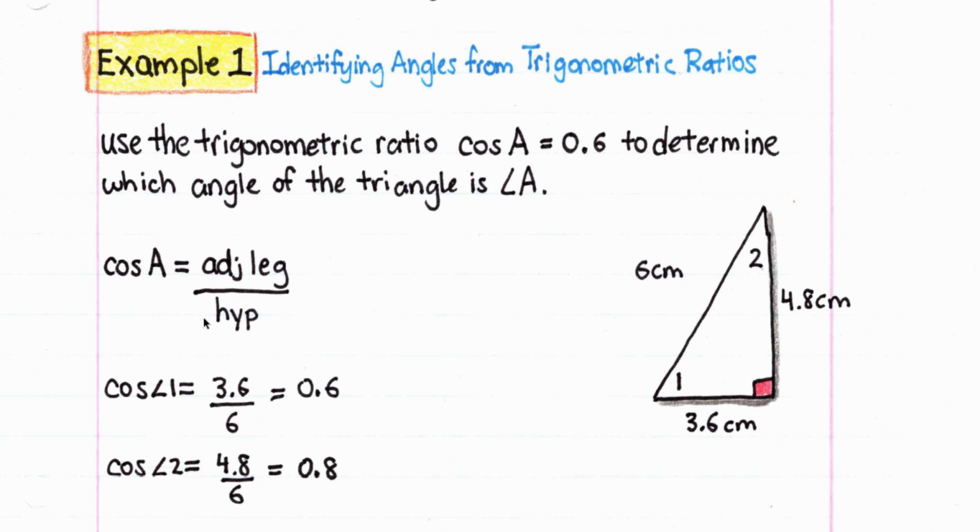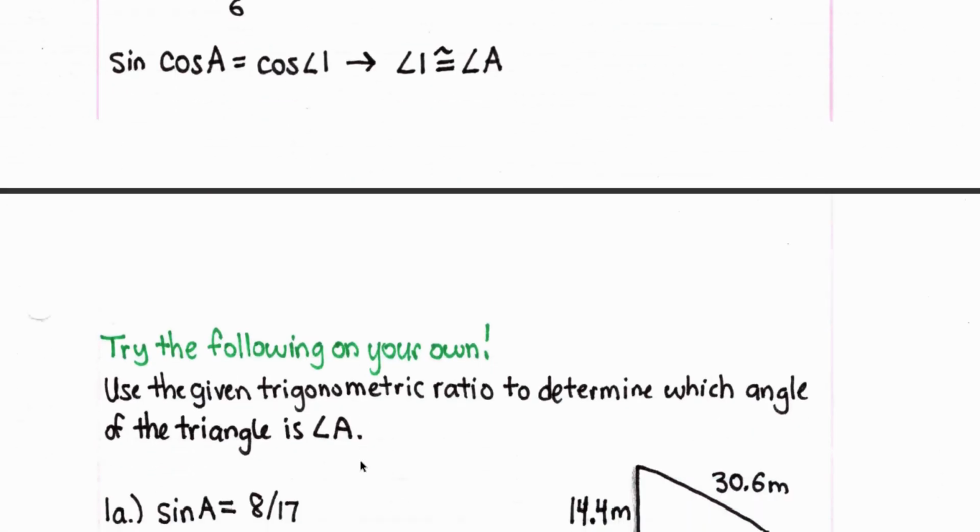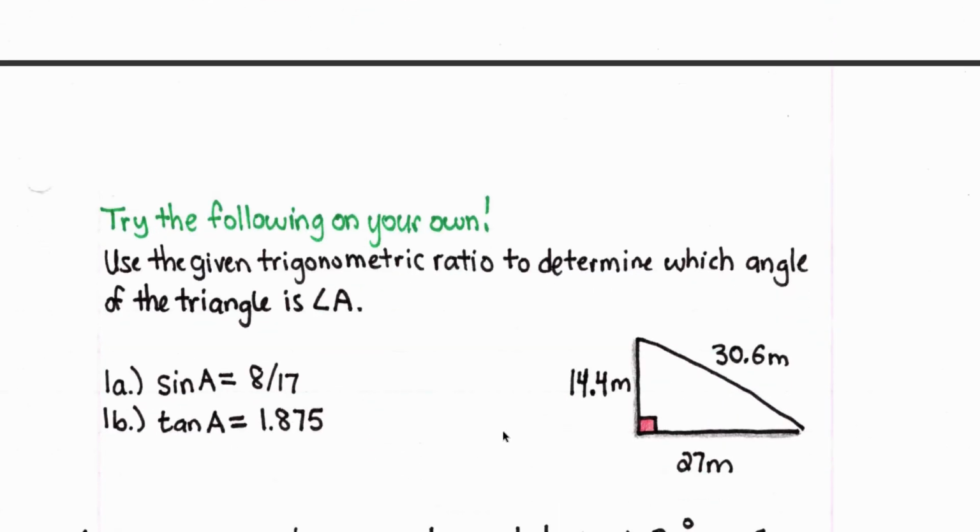So first I take the cosine of angle 1, 3.6 divided by 4.8, and I get 0.6, which is exactly what I want. I do the cosine of angle 2, and I have the ratio of 4.8 over 6, which is 0.8. Okay, what's my conclusion? Since the cosine of A is equal to the cosine of angle 1, we both got 0.6, I may conclude that angle 1 is congruent to angle A. Alright, go ahead and pause the video and try the following 1A and 1B on your own.